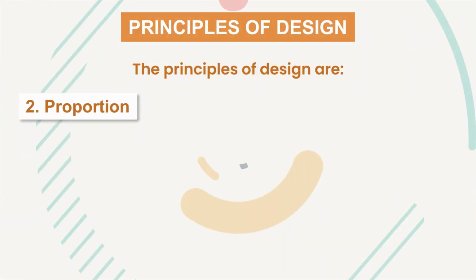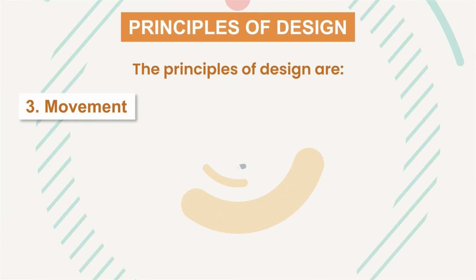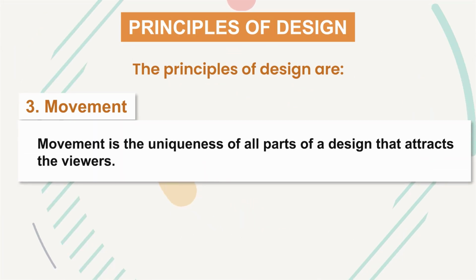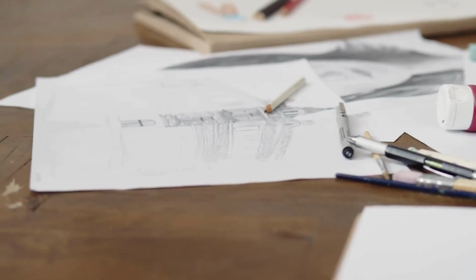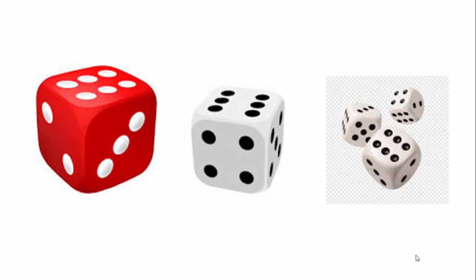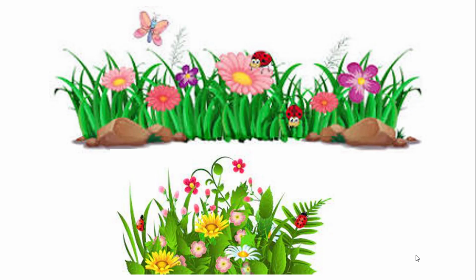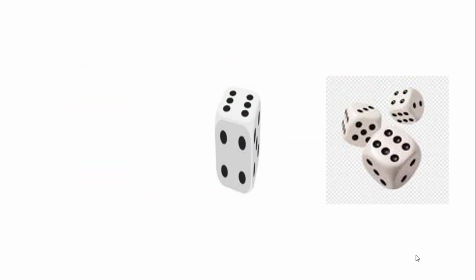Number 3, movement. Movement is the uniqueness of all parts of a design that attracts the viewers. It enables the viewers to look at all the parts of the design. A dice is a good example.